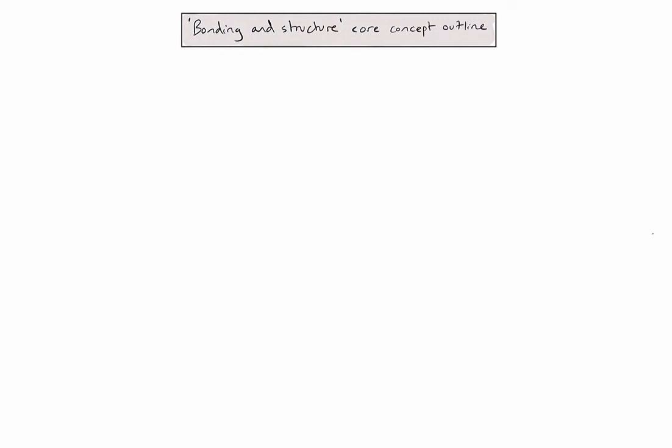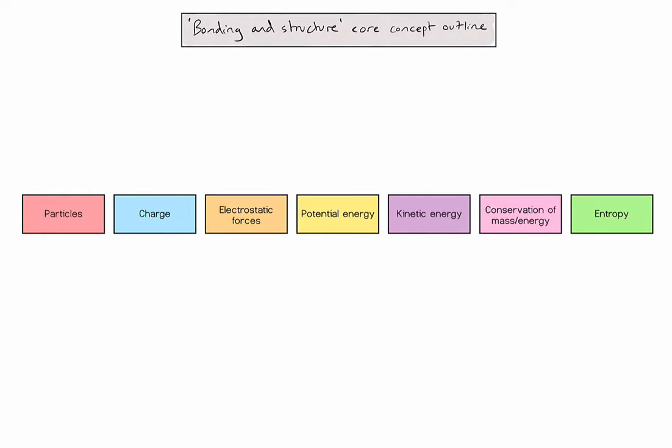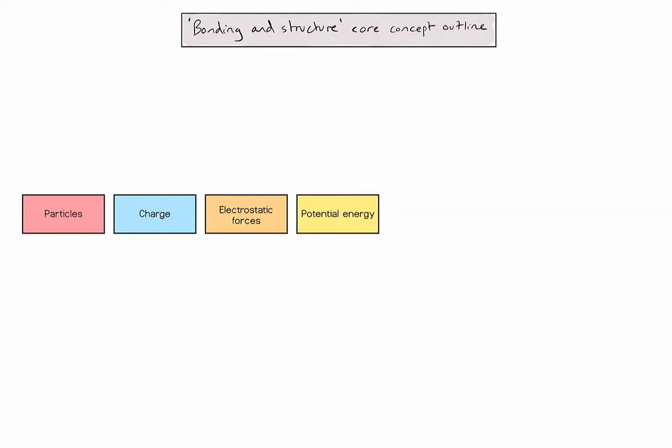This video is going to consider some of the key understandings in relation to the core concepts of chemistry in the bonding and structure unit. As a reminder, here are the 7 core concepts in chemistry. And of these 7, I think that probably 4 of them are really important for understanding bonding and structure. So let's have a look at particles, charge, electrostatic forces and potential energy, and identify some of the key understandings related to them. Let's start with particles.